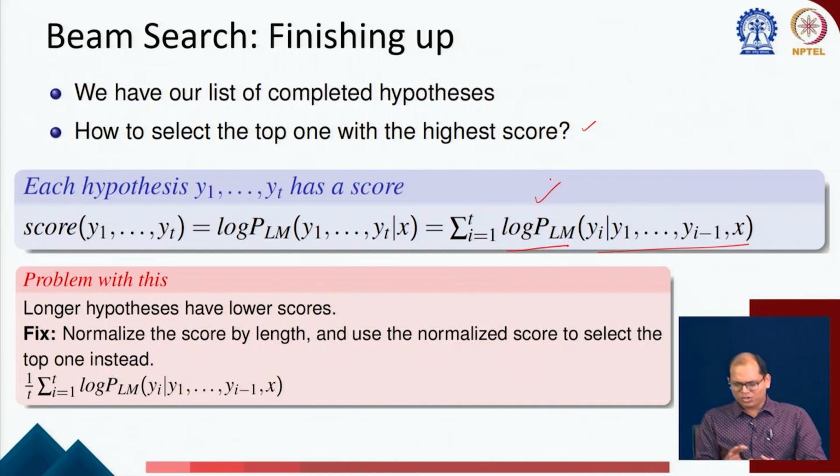Many times, one solution is that because you just keep adding log probabilities, you can also normalize by length. That will diminish the length effect. So, you can divide by the number of time steps to select it. That is one possible trick to avoid this problem. Otherwise, you may just get a very short sequence as your output.